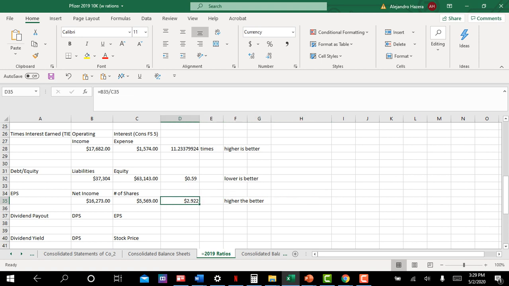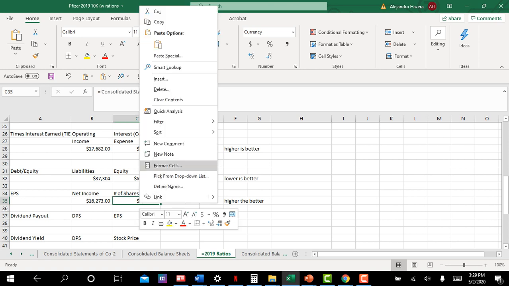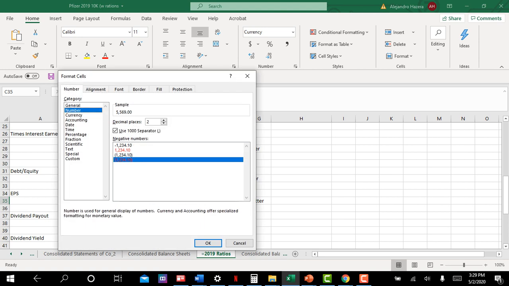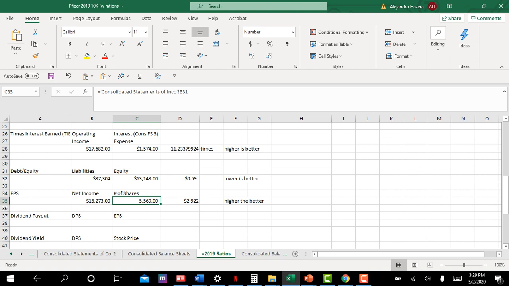Okay, so anyway, one thing I'm trying to do is, you'll notice you have $2.92 here. Let's reformat this, take the dollar signs away. Let's call it a number. So they have 5,569 shares and whatever. And the higher the better. That's obvious. You want to make more money per share. You want your net income to be as high as possible, and you want your earnings to be as high as possible. The higher the better.